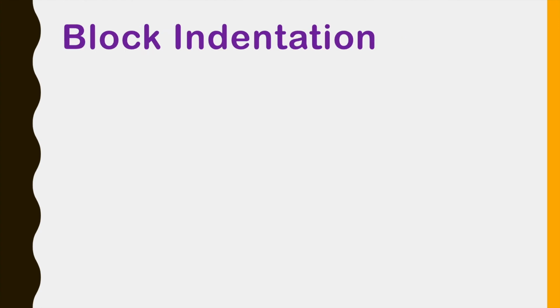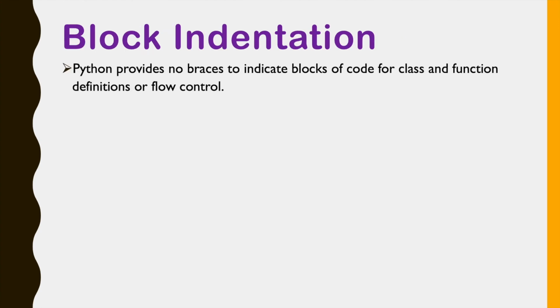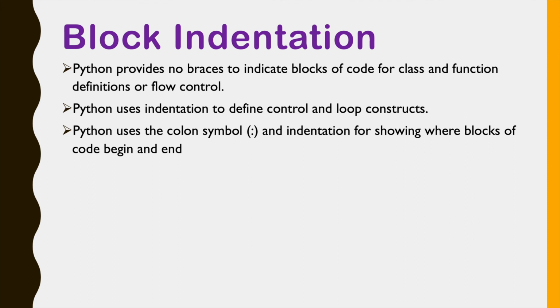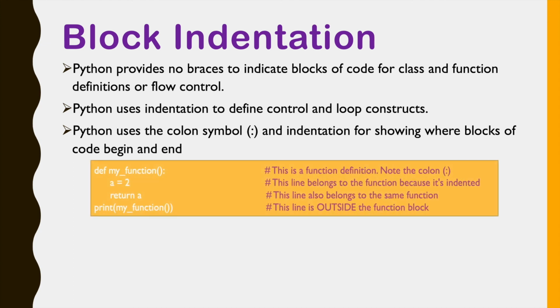Now let's see block indentation. Python provides no braces to indicate the blocks of code for class and function definitions or flow control. It uses indentation to define the control and the loop constructs. Python uses the colon symbol and indentation for showing where the blocks of code begin and where they end.